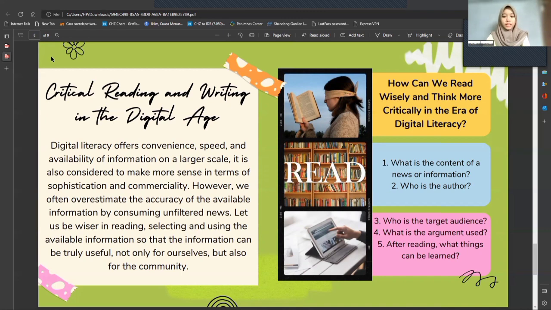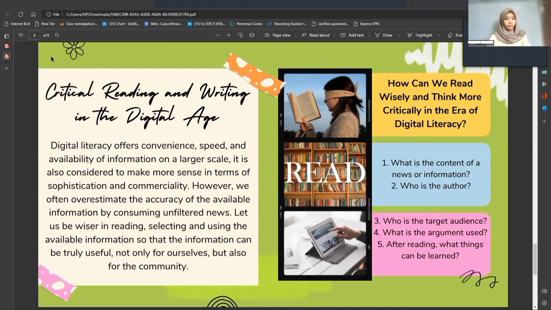And third is who is the target audience? To whom is the news or information actually addressed? The general public or limited readers or to certain communities. Understanding who is the intended reader of a news story is important because often reading news or information has a certain context.